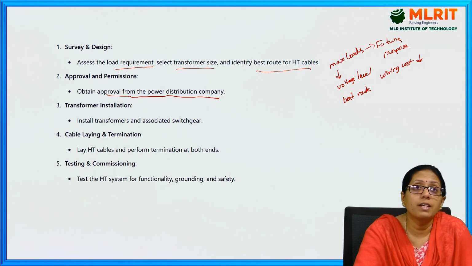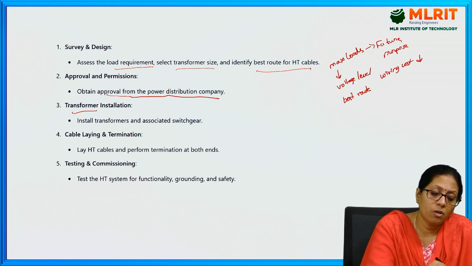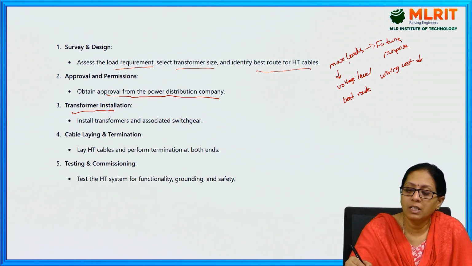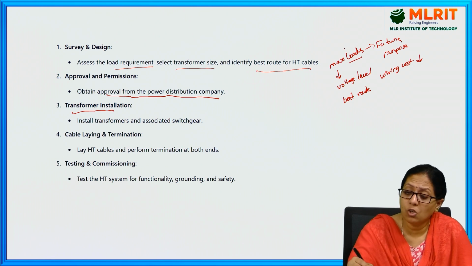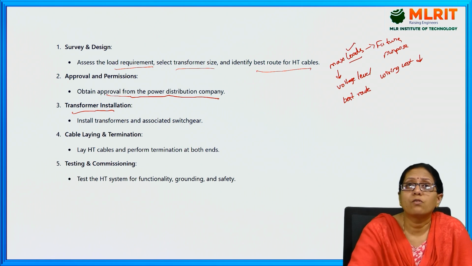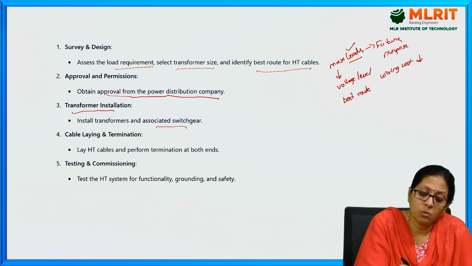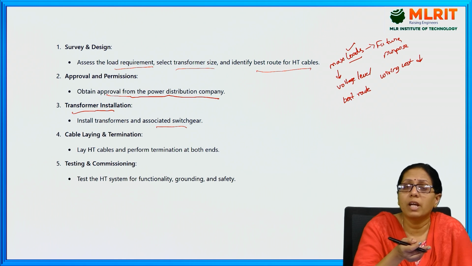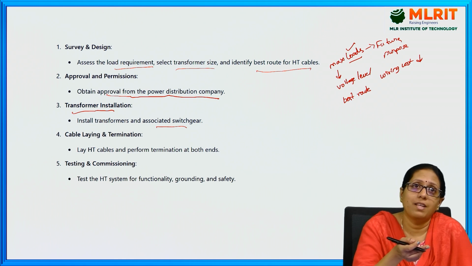The third one is transformer installation. After the approval, the transformer installation should be done based on the load. Based on the load, the transformer should be installed with the associated switchgear, that means the protecting devices it is connected to.